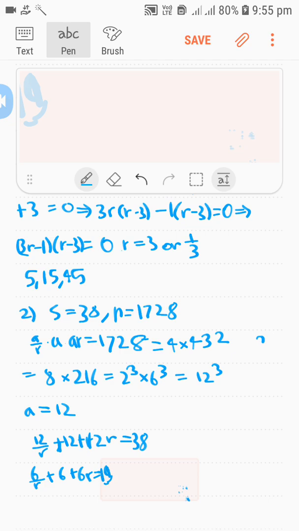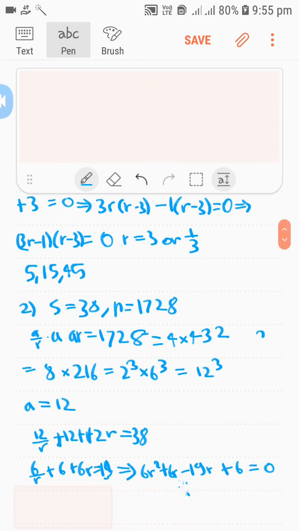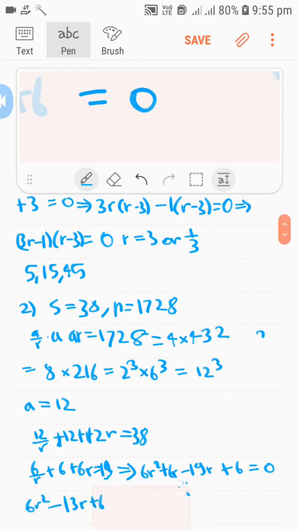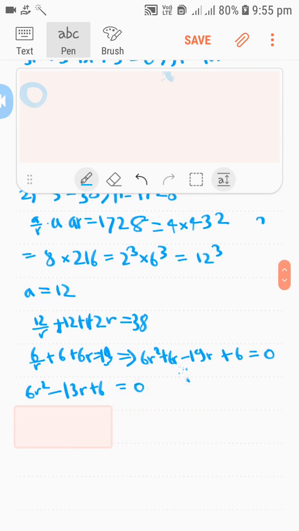So from this we can just multiply both sides by r. So we get 6r squared plus 6r minus 19r, because that comes from the other side, and plus 6 is equal to 0. So now simplifying that, we get 6r squared minus 13r plus 6 is equal to 0. So now we want to figure out two numbers which multiply to 36 and which have the sum as 13. I think 4 and 9 will work. So my guess is 4 and 9.